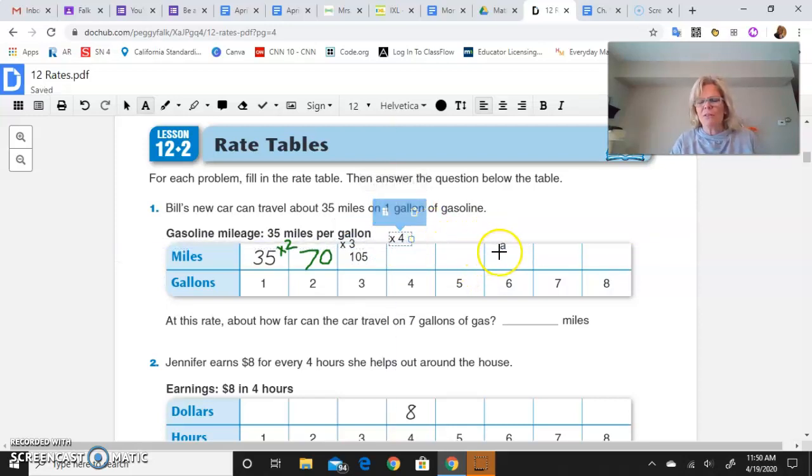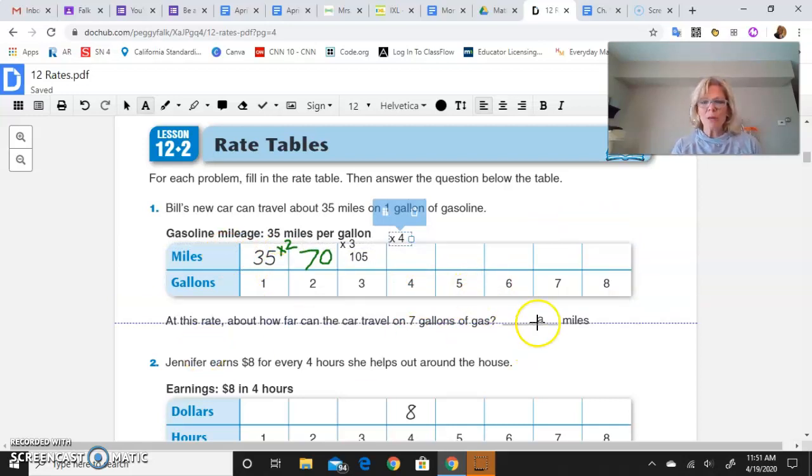35 times 5, 35 times 6, 35 times 7, 35 times 8. Okay, so pretty easy. There's your patterns too. You're counting by 35s. Just keep adding on 35, 35, 35 more, 35 more, 35 more, 35 more. Or multiply the gallons times 35.